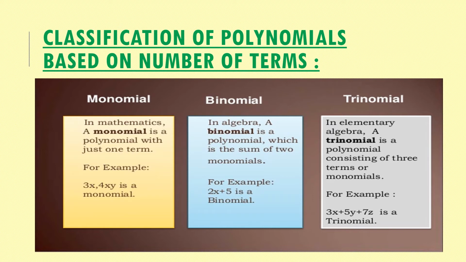Trinomial. In elementary algebra, a trinomial is a polynomial consisting of three terms. Tri means 3. Here 3x plus 5y plus 7z is a trinomial. One term, two terms, three terms. This expression has three terms, hence it is a trinomial. Monomial is a polynomial with one term, binomial with two terms, trinomial with three terms.